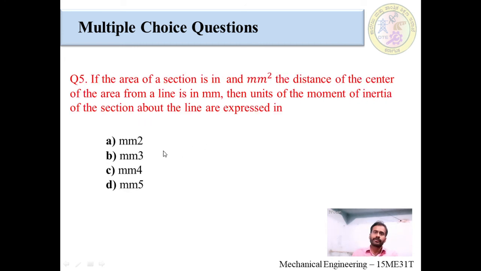Moving on to fifth, if the area of a section is in mm square and distance of the center of the area is in mm, then the unit of moment of inertia will be mm square into, that is the area into the square of the distance, okay. Mm square into mm square will be mm to the power 4. The right answer is option C.